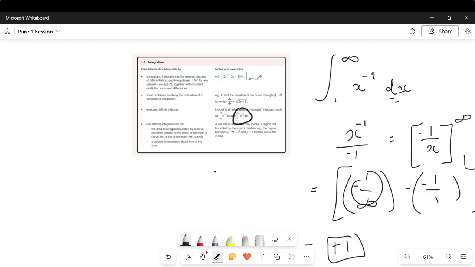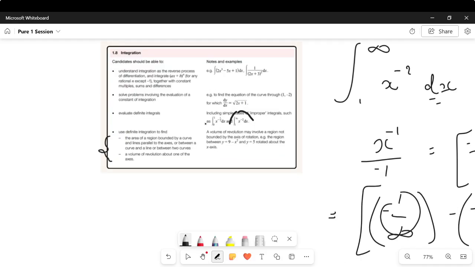Then moving on, these things are a bit important. I think some people tend to miss out on that. So first of all, you need to know how to find the area of a region bound by a curve and the lines parallel to the axis.